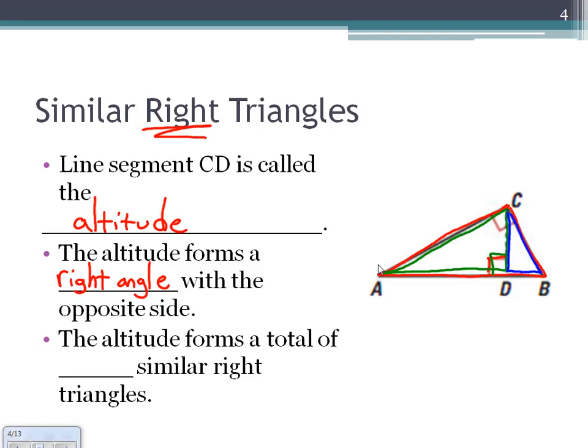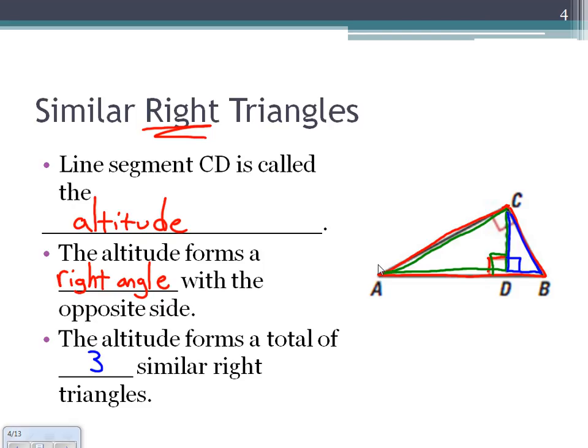One important thing to notice, since there is a right angle on the left side at point D, it must also be on the right side, so there's a right angle over there as well. So do you see I have 3 separate triangles, and they're all right angles? They all have right angles? Okay? So it forms 3 similar right triangles.